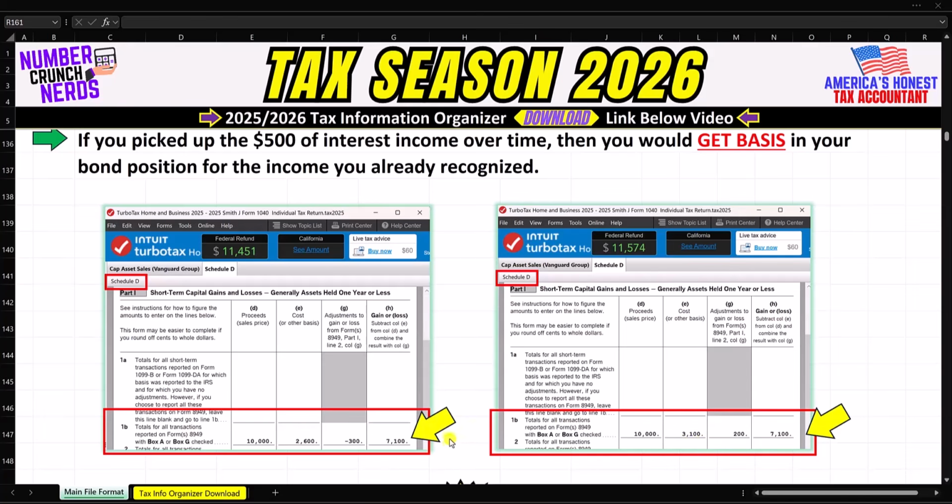Now, some of you may be looking at this and saying, well, wait a minute, the gain in either situation is the same. We have $7,100 of short-term capital gain right here. We also have $7,100 of short-term capital gain over here. The only difference is that in this example, we picked up $500 of interest income in the current year, but in this example, we picked up a grand total of $500 of interest income in previous years, whether it was 1, 2, 3, 4, 5 previous years, doesn't really matter. The point is that we picked up that interest income over time in earlier years.